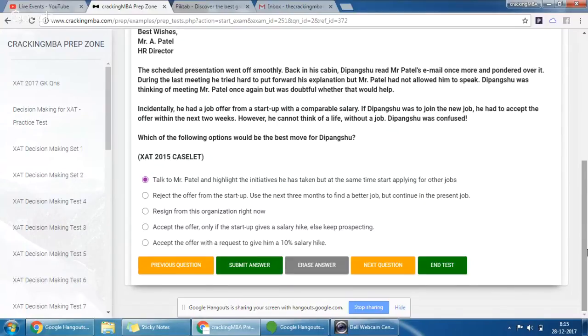Similarly, option D is out, because if the startup gives a salary hike, where is it mentioned in the paragraph caselet that he's looking for a hike? What if he is okay to go even without a comparable salary? He's not saying that he wants a hike. Nowhere is it stated.